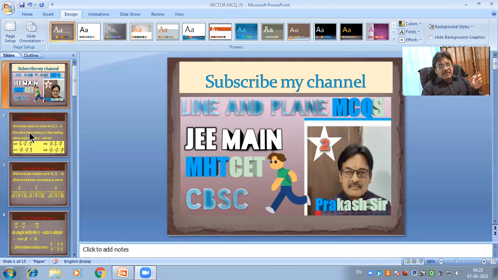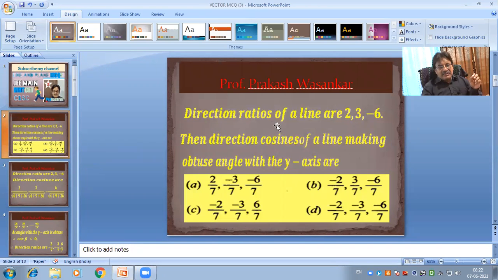So first MCQ is: direction ratios of a line are 2, 3, minus 6. Then direction cosines of a line making an obtuse angle with y-axis are: option A, 2 by 7, minus 3 by 7, minus 6 by 7. Option B, minus 2 by 7, 3 by 7, minus 6 by 7. Option C, minus 2 by 7, minus 3 by 7, 6 by 7. Option D, minus 2 by 7, minus 3 by 7, minus 6 by 7.